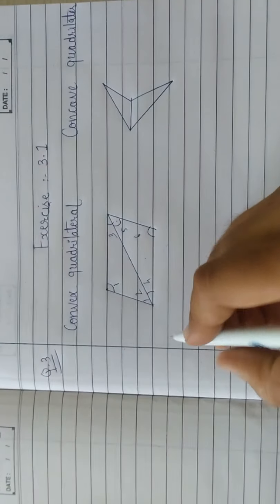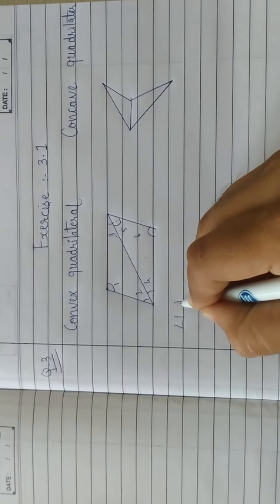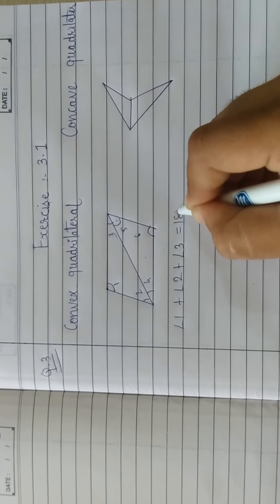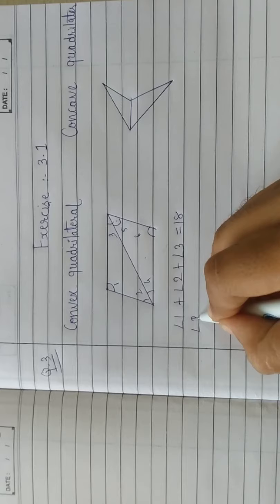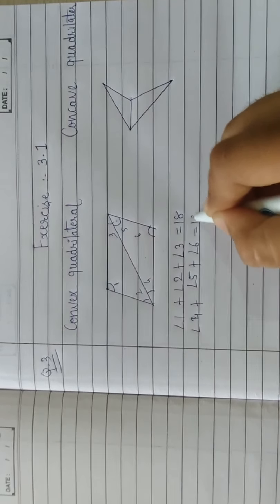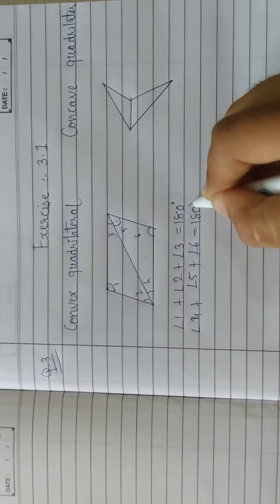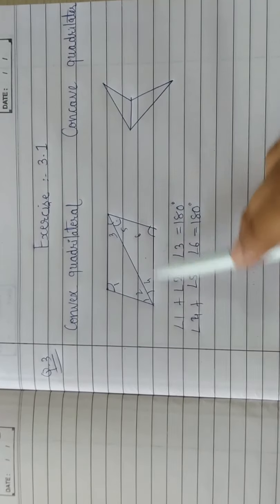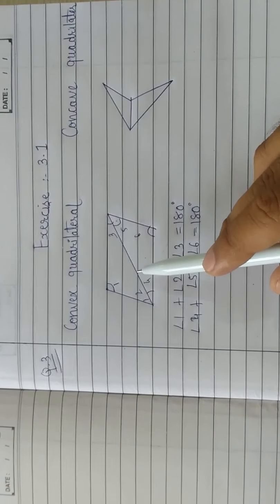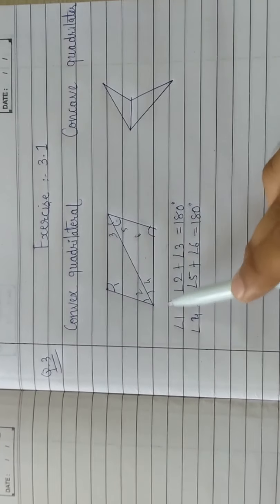So we can write like this: angle 1 plus angle 2 plus angle 3 is equal to 180 degrees. Angle 4 plus angle 5 plus angle 6 is equal to 180 degrees. Now friends, the quadrilateral's sum of all angles, so for a quadrilateral we just add all of these.